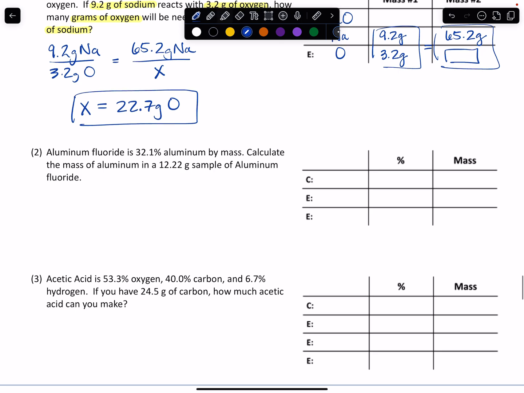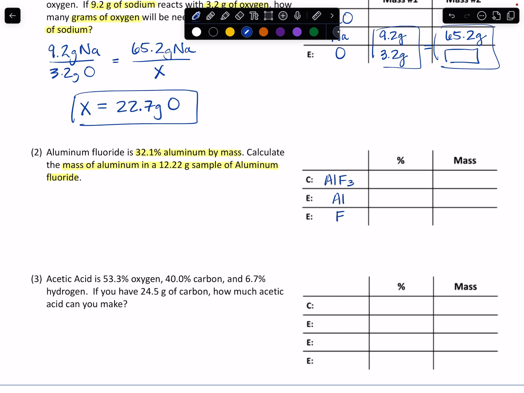All right, two more. Next, aluminum fluoride is 32.1% aluminum by mass. Calculate the mass of aluminum in a 12.22 gram sample of the aluminum fluoride. So I come over to my organizer. My compound is aluminum fluoride. I'm just going to put AlF3 because I already know what the formula is. My elements are aluminum and fluorine. Now note that subscript doesn't affect my row. It's irrelevant.